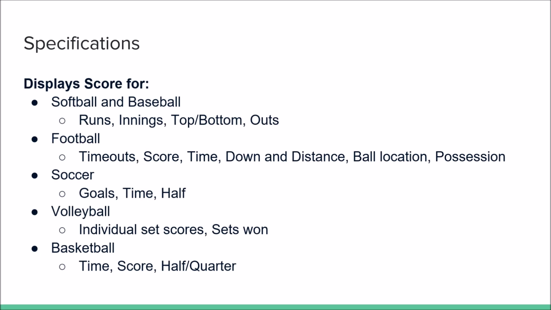For soccer, we had to do goals, time, and which half it was. For volleyball, we had to do individual set scores, so who had won how many sets so far, and what the score is of that specific set. And then basketball, we had to keep track of the time and score. If it was men's, we did half. If it was women's, we had to do quarter.